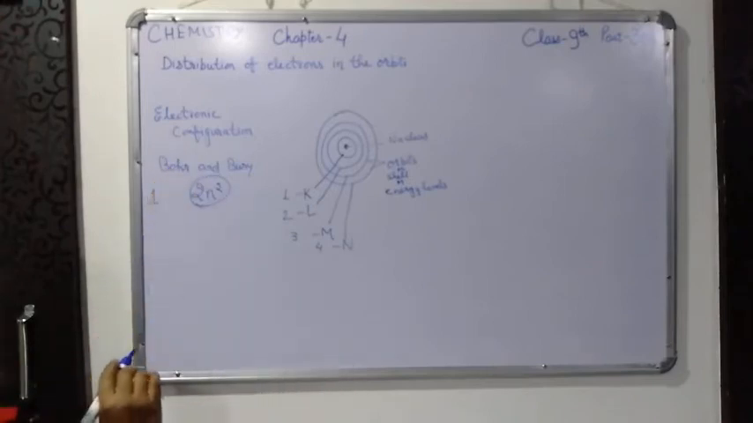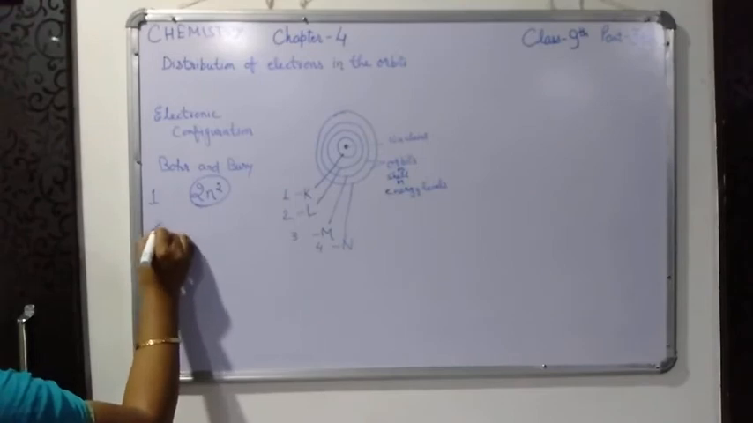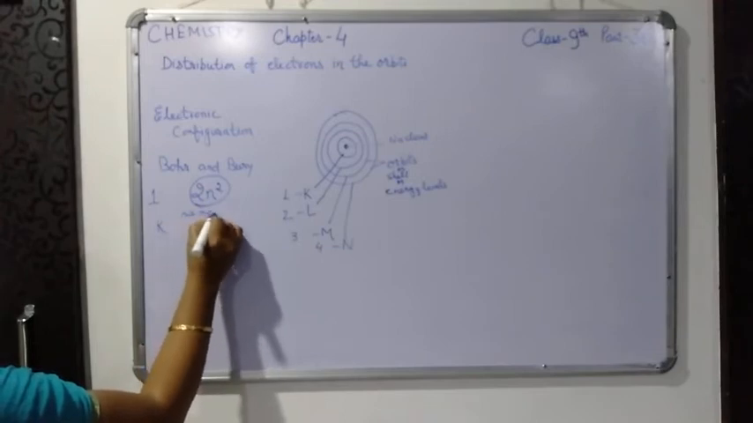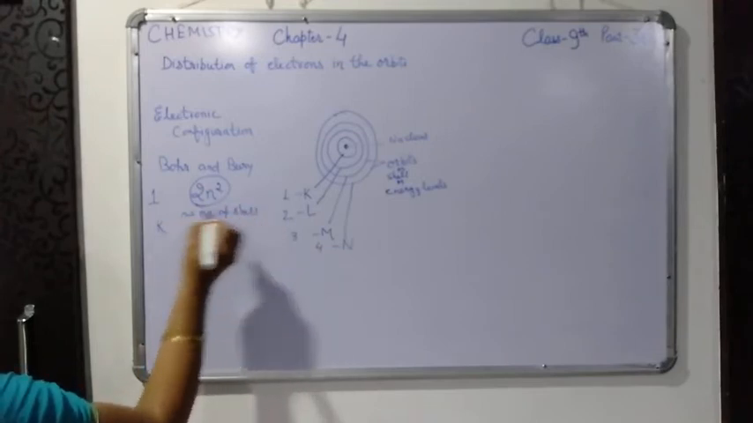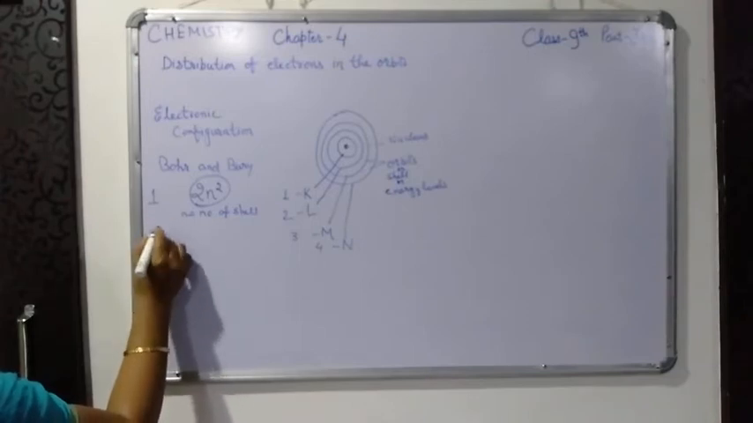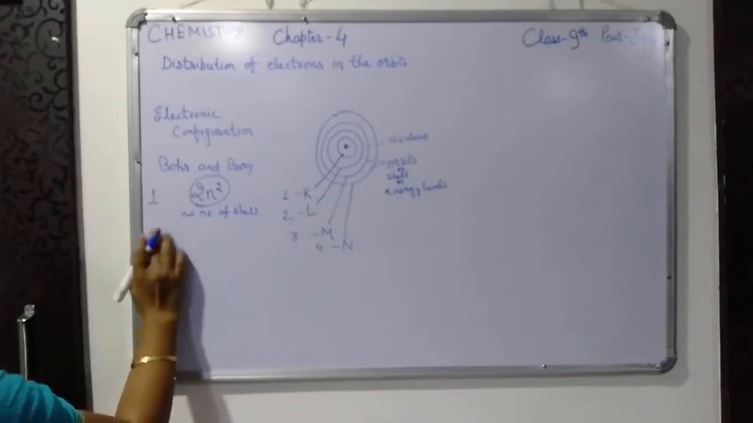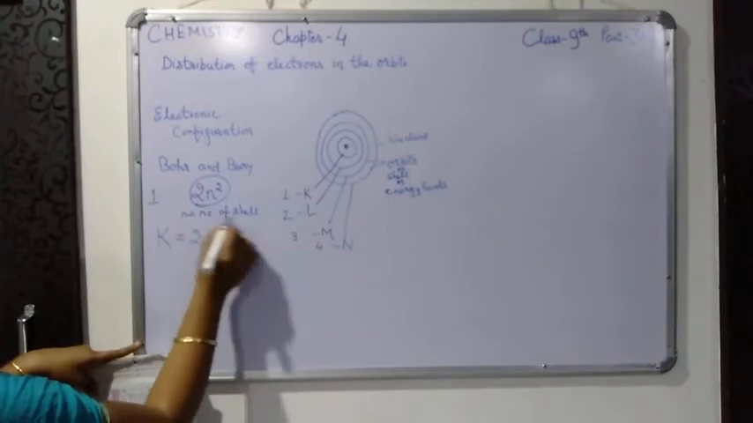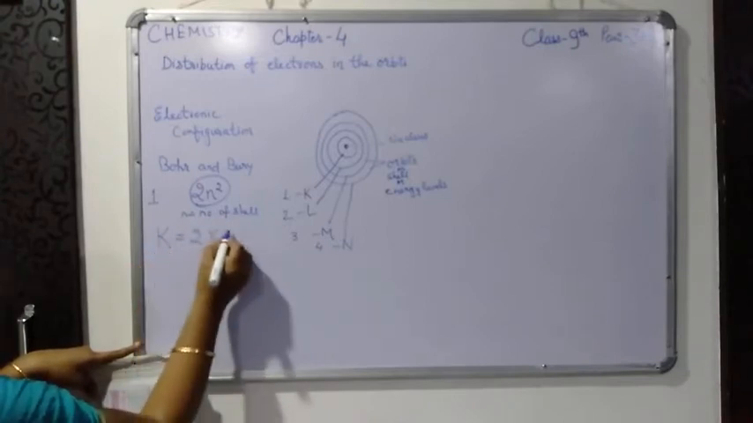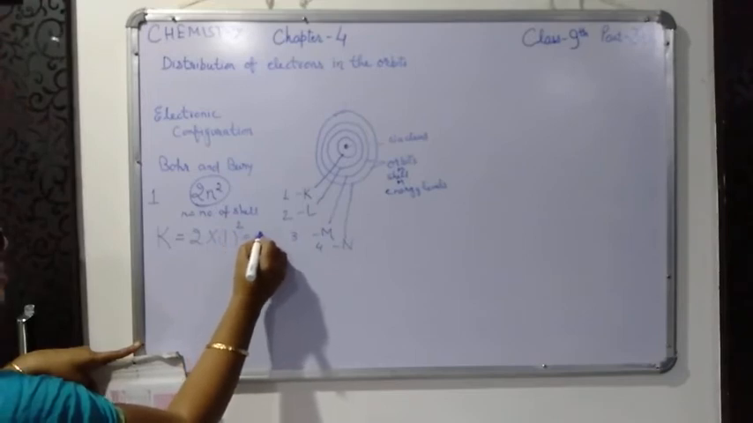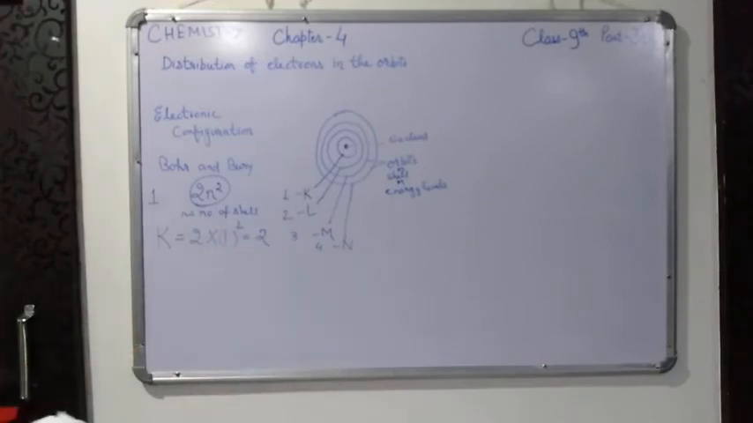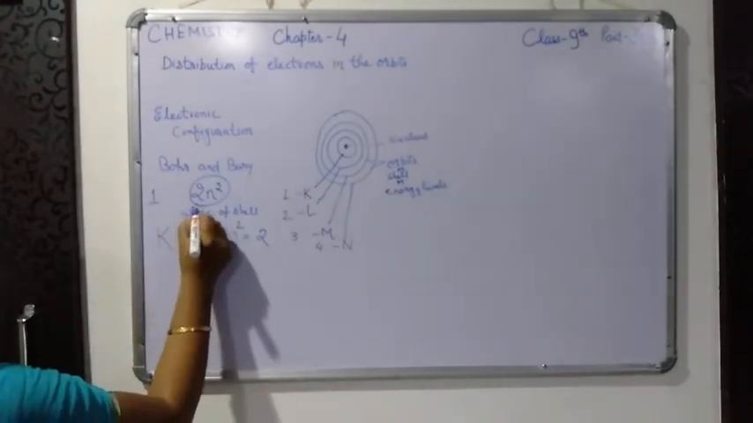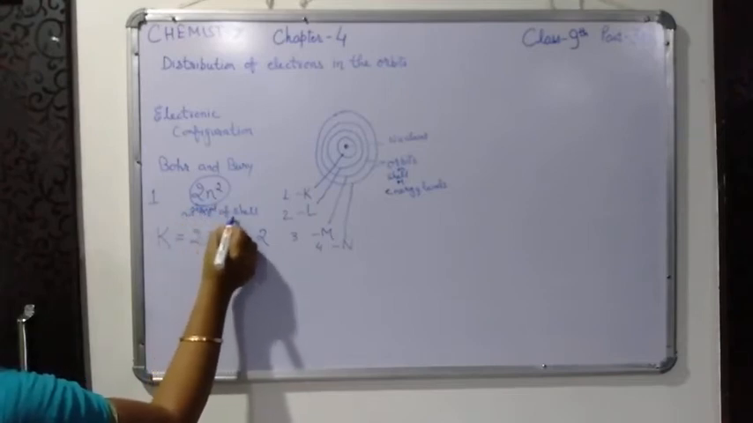For example, your formula is 2n square, where n is the number of the shell. For K, K is the first shell, so 2 into 1 square. So that will be 2. This n is the serial number of the shell.